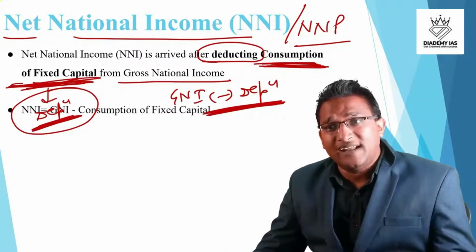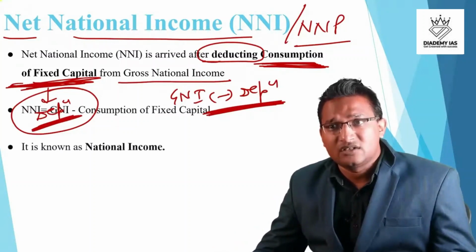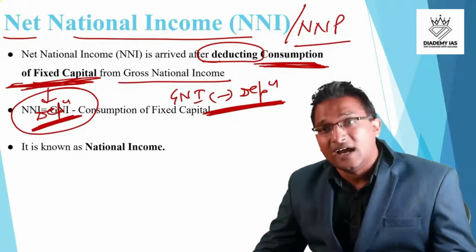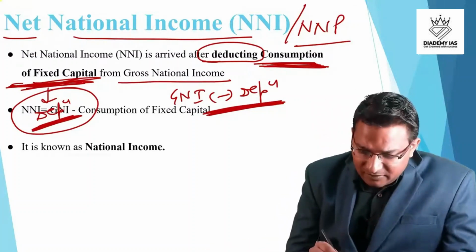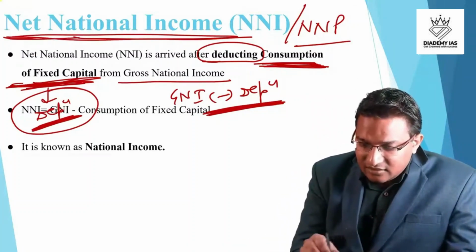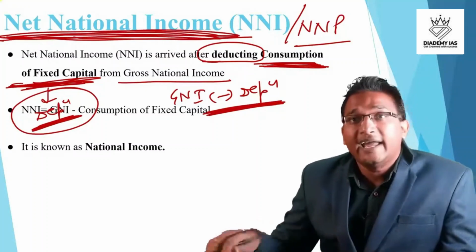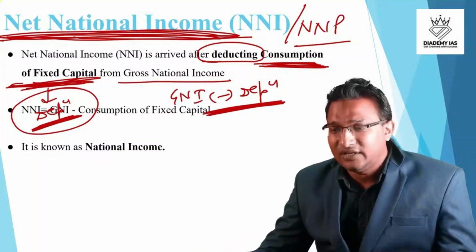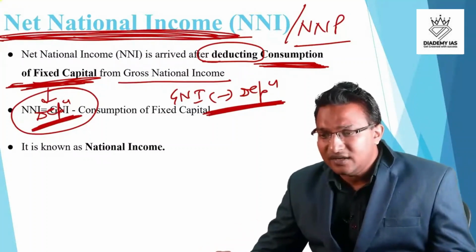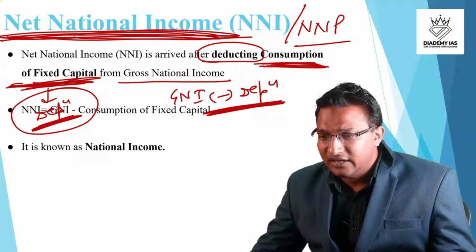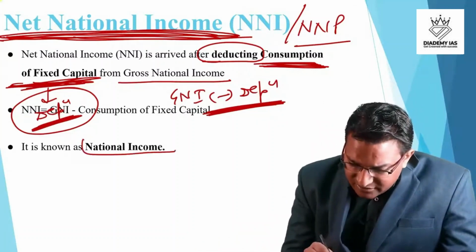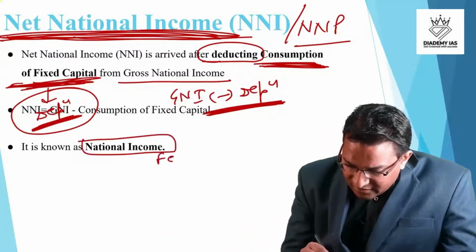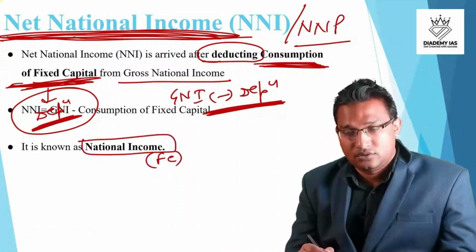So NNI is equal to GNI minus the depreciation. It is known as the national income, right? So in India, when we say national income, this national income is nothing but the NNI, net national income. However, one thing is there, that this national income basically means the national income at the factor cost.